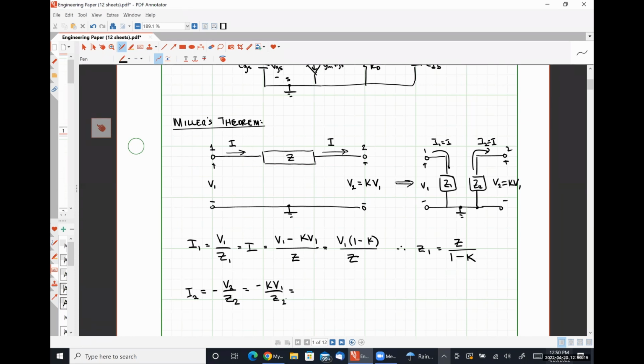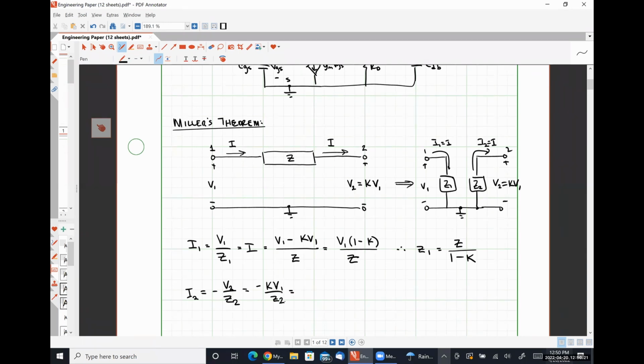And this, sorry, that 2 doesn't look 2-ish enough to me. There we go. And this current also has to be equal to I, which we know to be V1 times 1 minus K over Z from the expression above. So what we're going to do here is very similar, right? We're going to divide this expression by K and this expression by K to get an equivalence in the impedances, right?